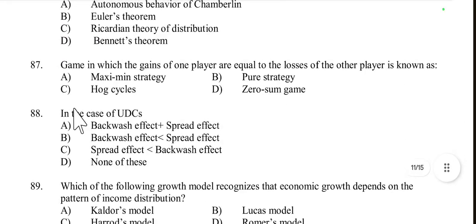Question number 87: a game in which the gains of one player are equal to the losses of the other player is known as a zero sum game.